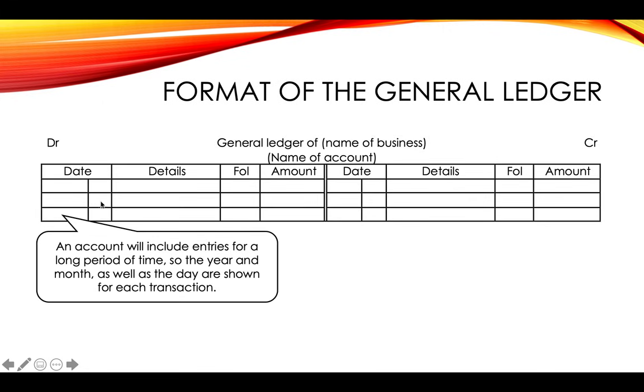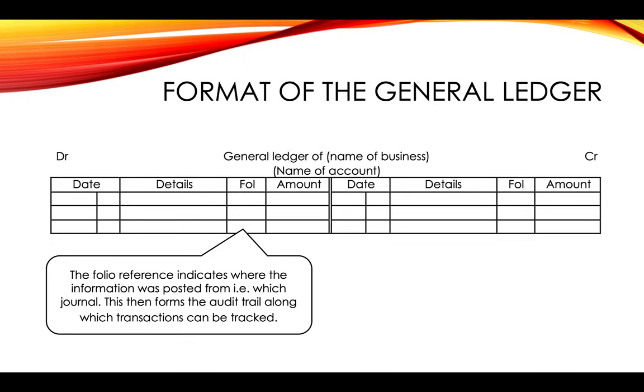An account will need to have more detailed date information than your T accounts, and a general ledger account will generally follow an account for quite a long period of time, and so therefore your date will also have the year and the month as well as the day for each and every entry that is made.